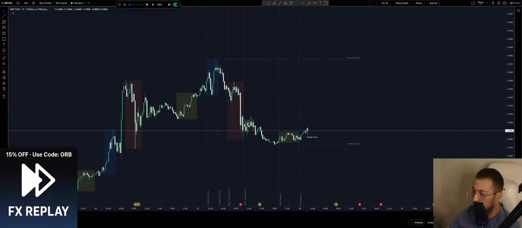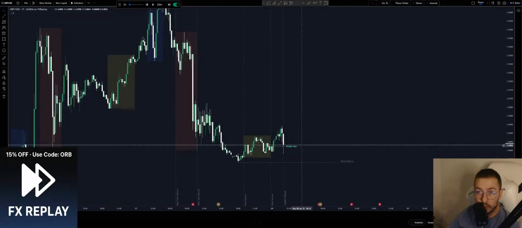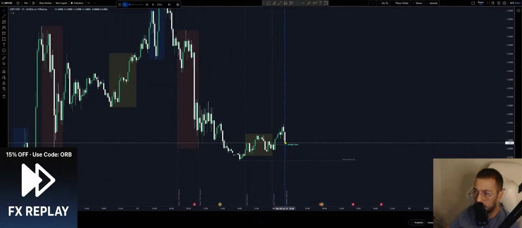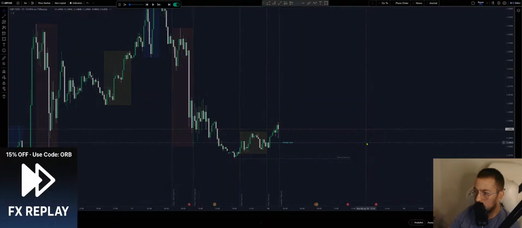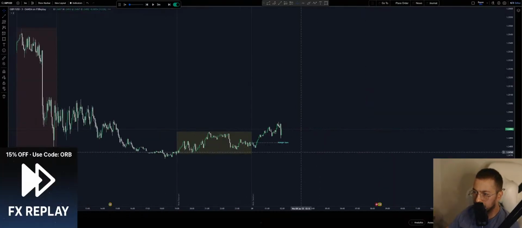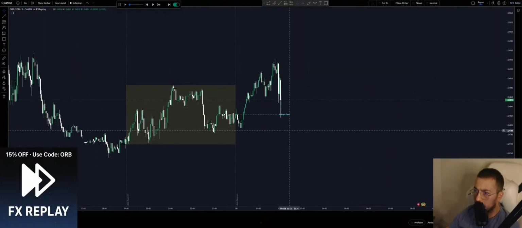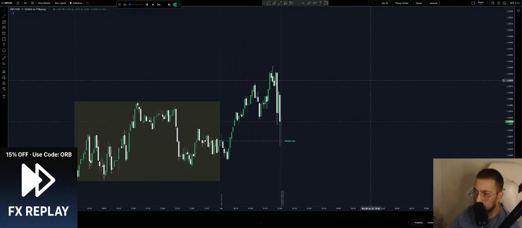Okay, so now, oh wait, I need to be on the 3-minute time frame. Okay, that's the 3-minute time frame. So what is our bias now? We are so far bullish. We have a lot of break of structure. We are bullish.